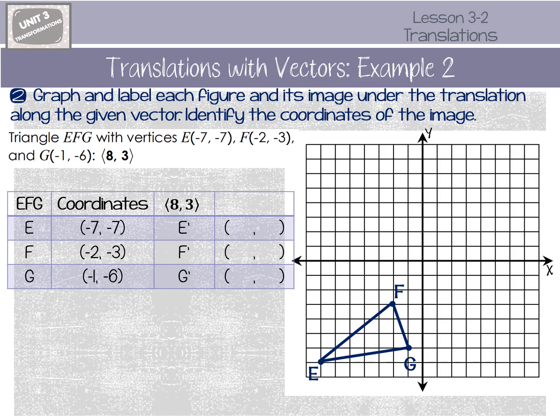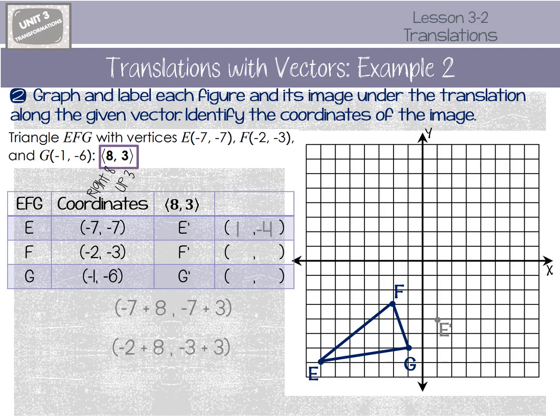We're using the vector 8, 3 right there, which means we're going right 8, up 3. In Delta Math, you would be making that vector and then placing it on each of the vertices, E, F, and G, and it would automatically translate it for you. How cool is that? So let's do our calculations. Add 8 to each x, add 3 to each y. E prime is at 1, negative 4.